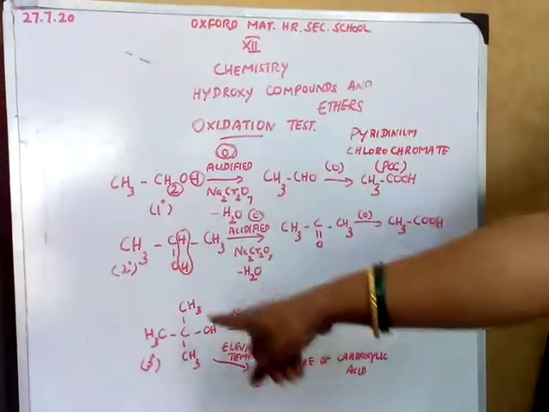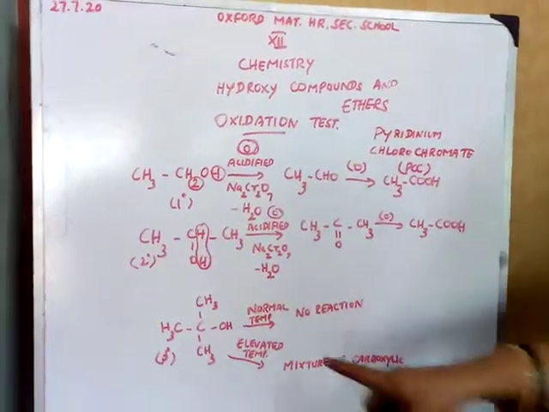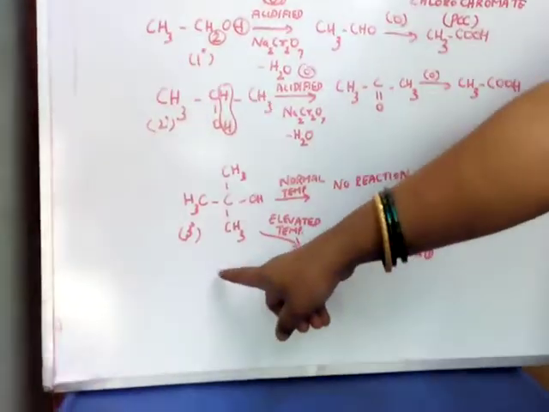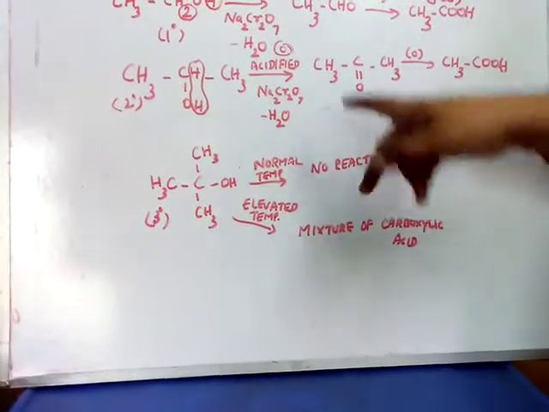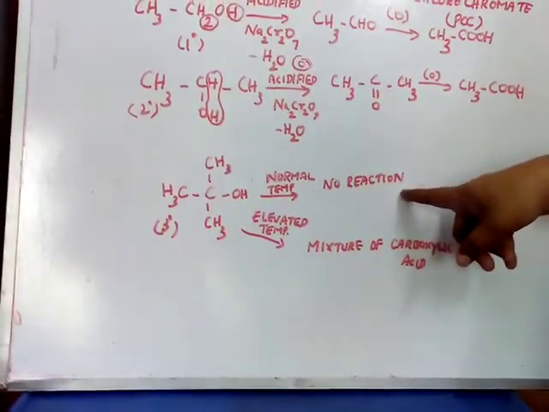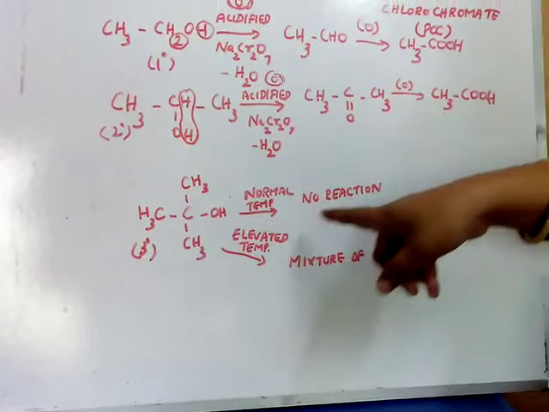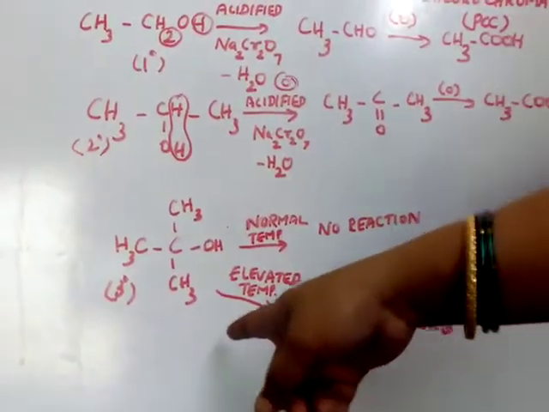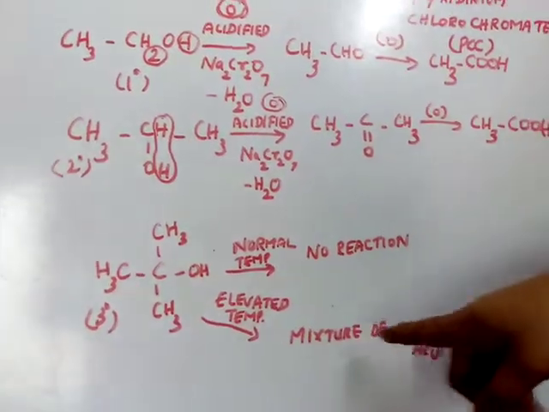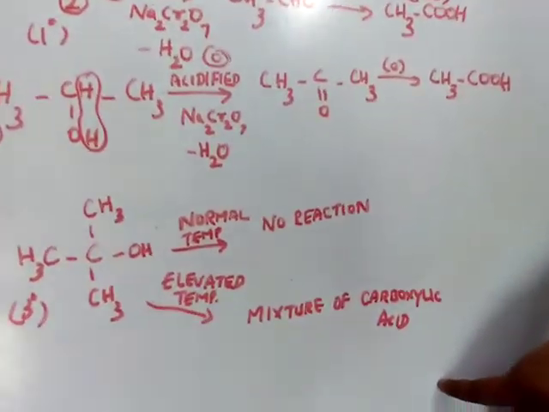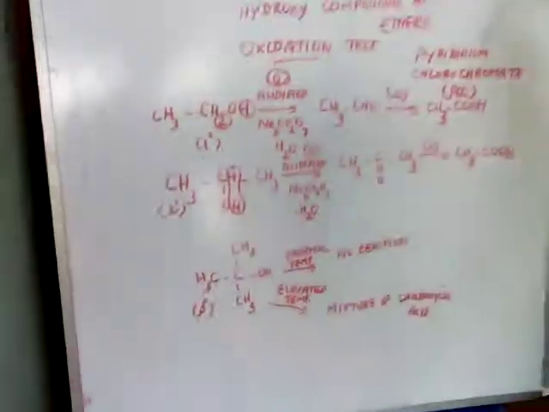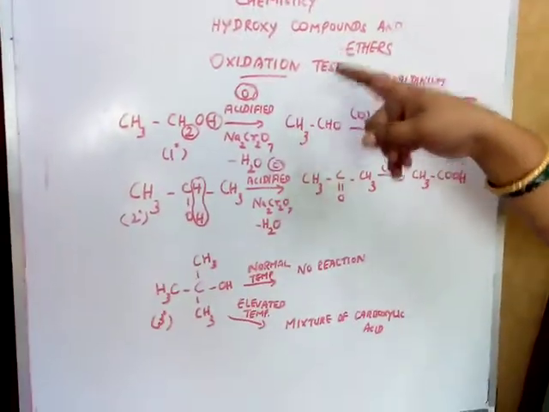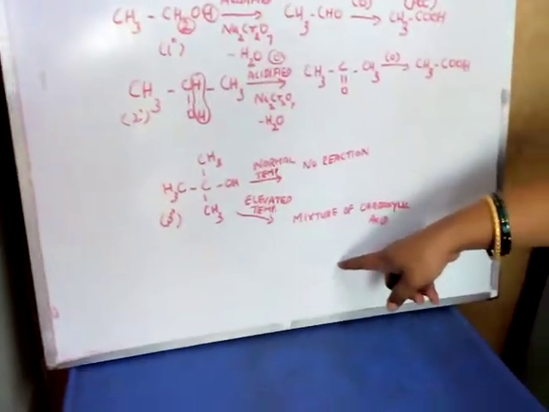Clear? Now we are taking tertiary alcohol. Here 3 alkyl groups are attached to the alcoholic group. This tertiary alcohol at normal temperature does not react at all. It doesn't show any reaction. But when we increase the temperature, that is at elevated temperature, it gives a mixture of carboxylic acids. So, based on this oxidation test also, we are able to differentiate primary, secondary and tertiary alcohols.